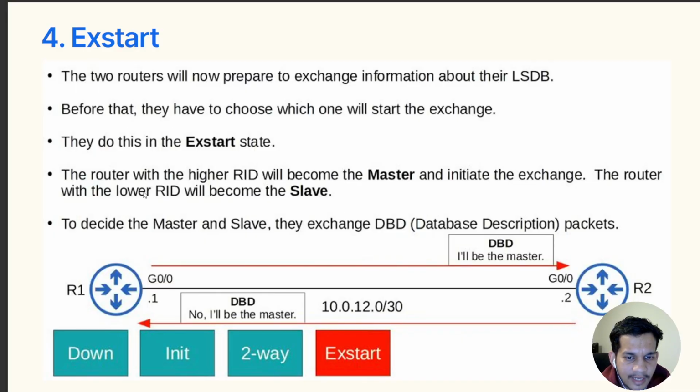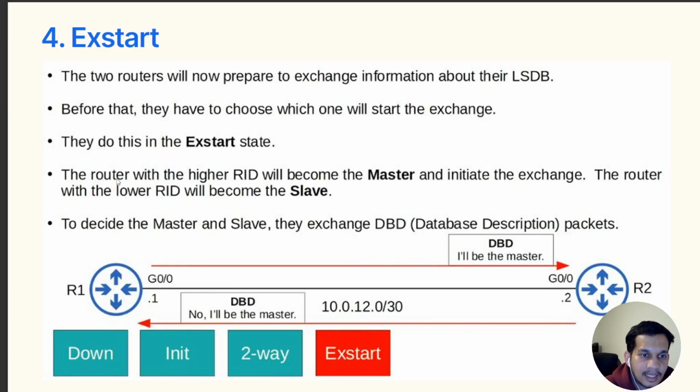Then the fourth step is the ExStart state. Here the two routers prepare to exchange information about their LSDB. They will exchange the LSAs. Before that, they have to choose which router will start the exchange. They do this in the ExStart state.